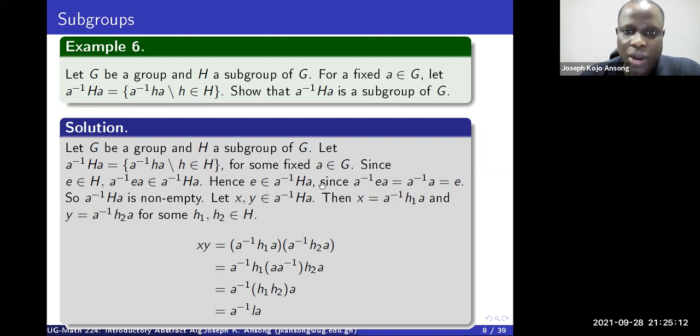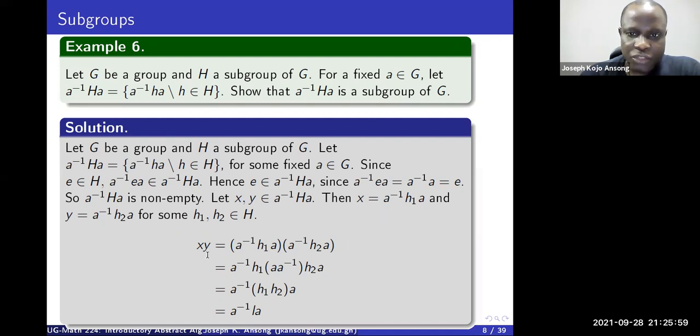So take elements X and Y belonging to this. Well, what does it mean for elements to belong to this set? What that means is that if I pick some H, let's call it H1, in here, I'll get this element, let's call it X. If I pick another element, let's call it H2, I'll get this element, Y. So this means that X will be equal to A inverse H1 A, and Y is equal to this, where H1 and H2 belong to H. That is what it means to be an element of this set. So this is important.